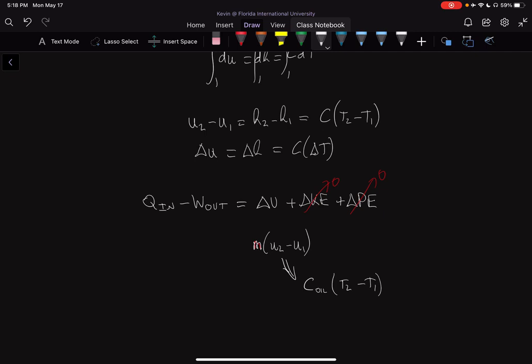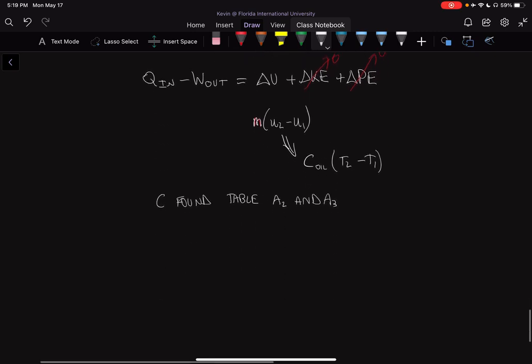And your values for C are found in tables A2 and A3, so appendix A2 and A3. So the first example we're going to be doing with this application of this new theory of specific heat to an example problem is to look at two different pieces of two different materials mixed together and seeing what happens.